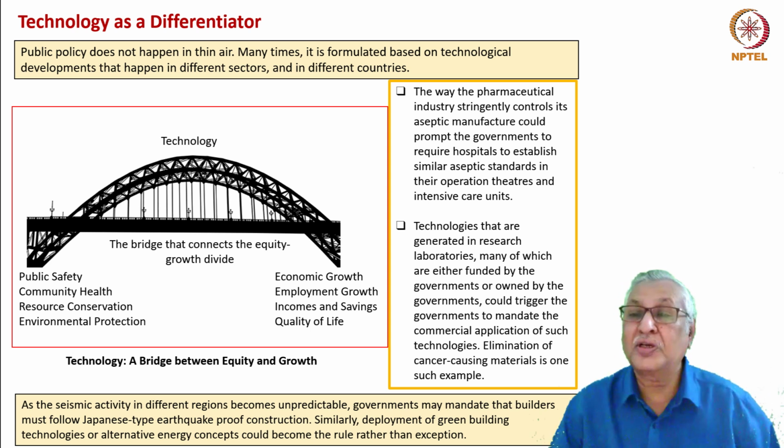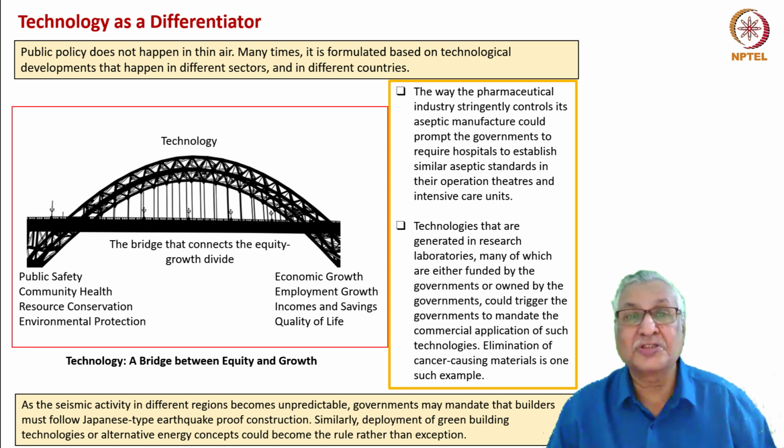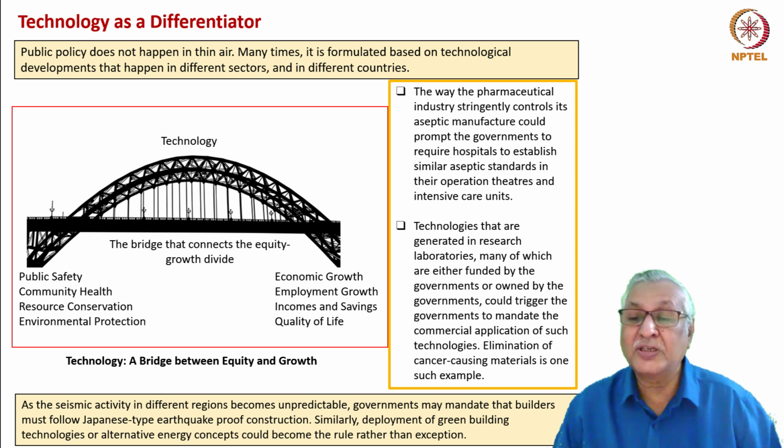The way the pharmaceutical industry stringently controls its aseptic manufacture could prompt the governments to require hospitals to establish similar aseptic standards in their operation theaters and in their intensive care units. Technologies that are generated in research laboratories, many of which are either funded by the governments or owned by the governments, could trigger the governments to mandate the commercial application of such technologies. Elimination of cancer causing materials is one such example.